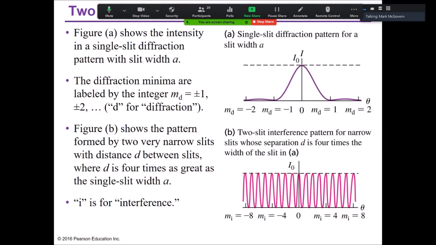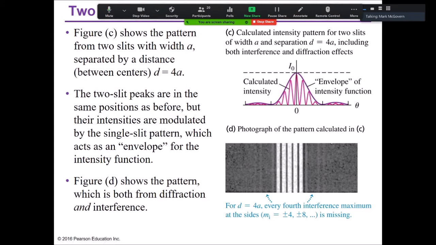Normally you would get this sort of infinite series of slits here. But imagine that that was embedded in the diffraction pattern. And that's how most diffraction patterns and interference patterns work. This is the more realistic picture.